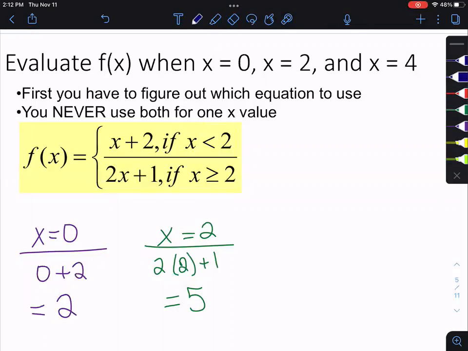Going to repeat this process with x equals 4. For x equals 4, the x value is going to be greater than or equal to 2, so we're going to use this bottom equation again, the 2x plus 1. So 2 times 4 plus 1. Well, 2 times 4 is 8. 8 plus 1 is 9.